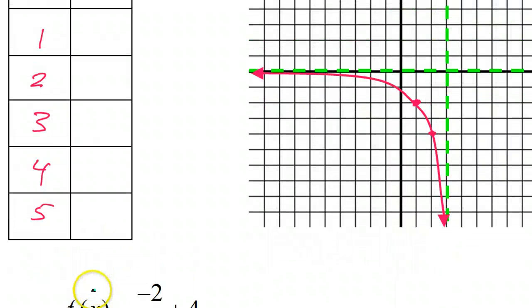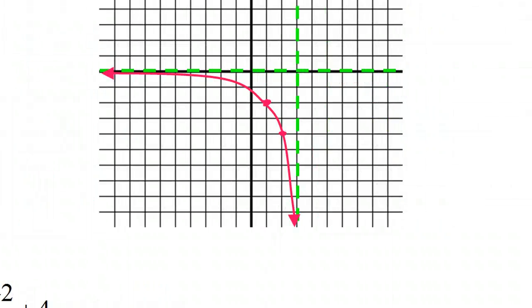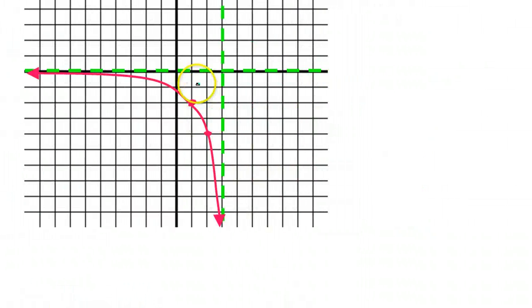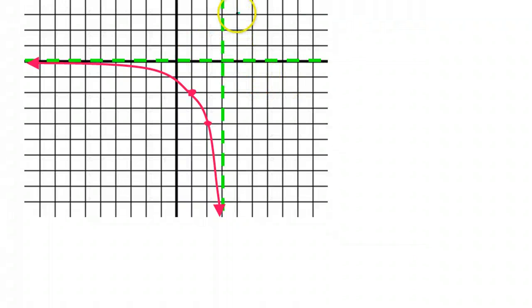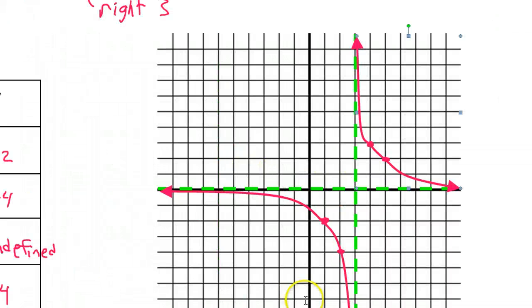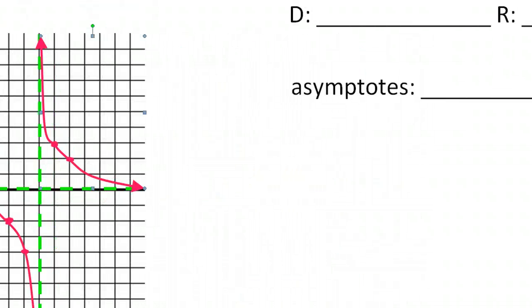Wait, what happened to my values? Alright, my other two values are 4 and 2. Okay, so picking up at 4, comma 4. So here's 4, comma 4, and 5, comma 2. Alright, and these two values are enough for me to draw a pretty good branch. Alright, so that's what your graph should look like.